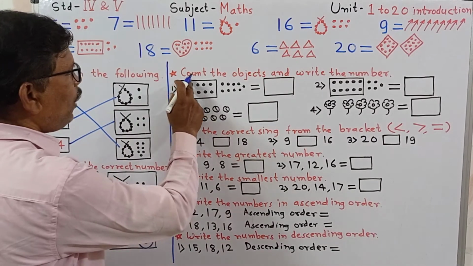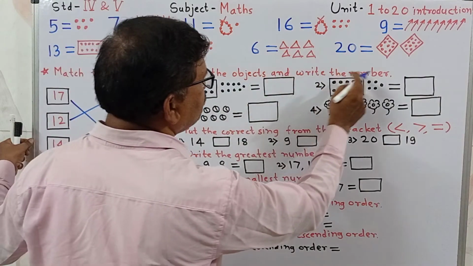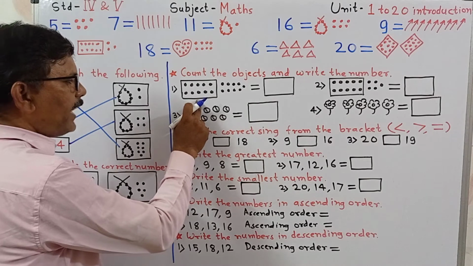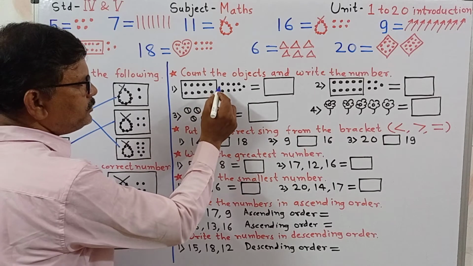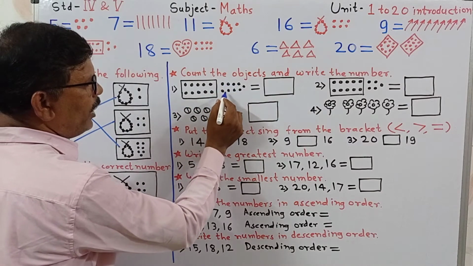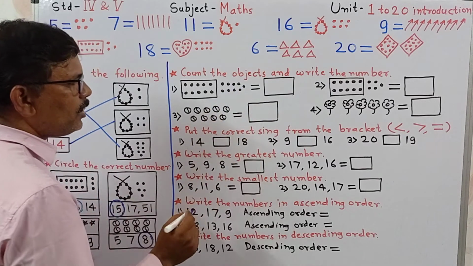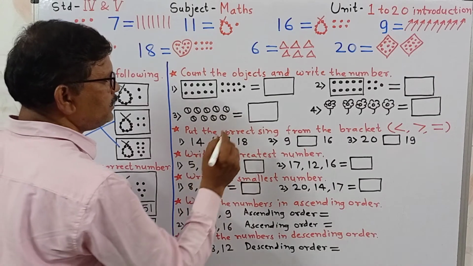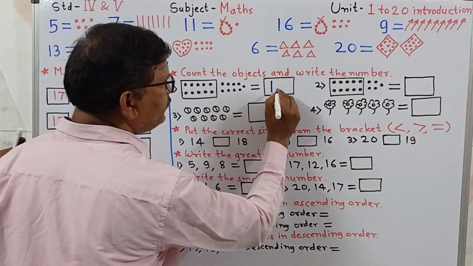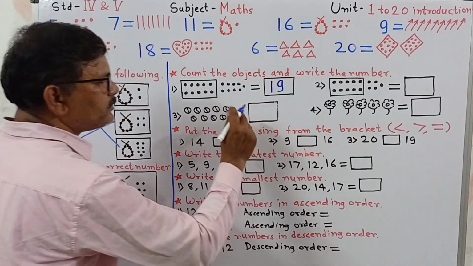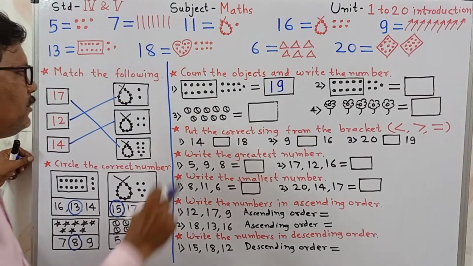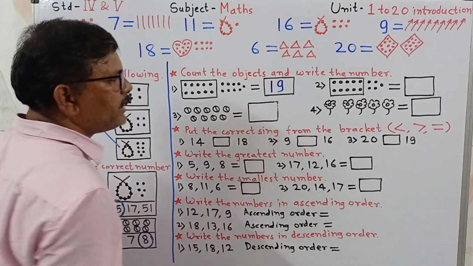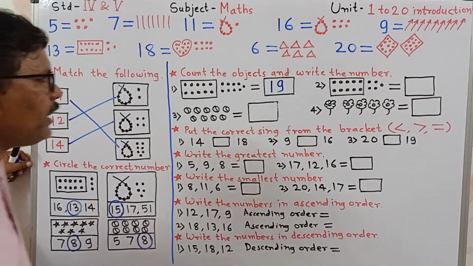Now listen. Count the objects and write the number. Here is 1 ten. The units: 1, 2, 3, 4, 5, 6, 7, 8, 9. 1 ten and 9 units means 19. 1 ten, 9 units, 19. Okay.